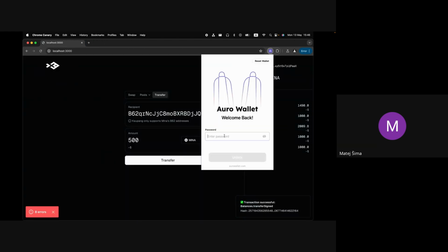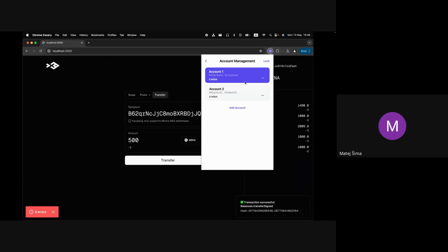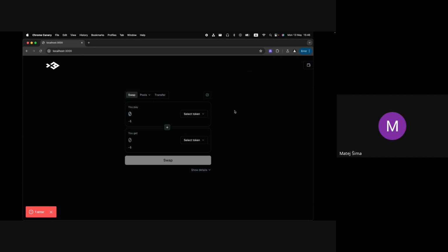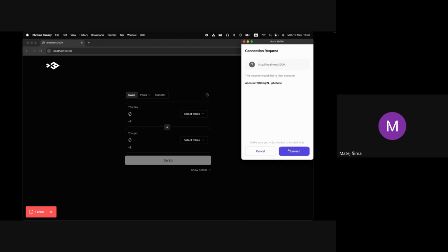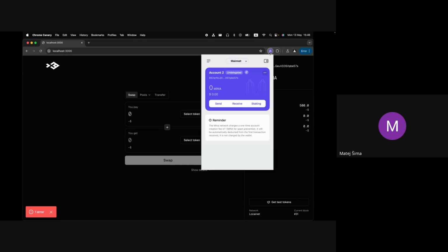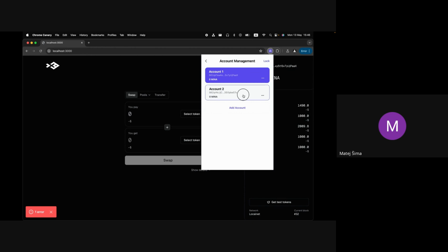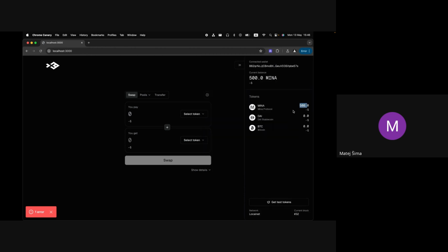Yep, there we go. Put in the password and switch the account. Now the UI is not responsive since the wallet has crashed, so we will have to reload it. Connect the wallet again. And we can see the account where we have sent the Mina back to. And we can also switch between the accounts, and the UI will automatically reload. So that was a successful transfer. We transferred from the original account to a separate account, and that signifies the end of the demo.